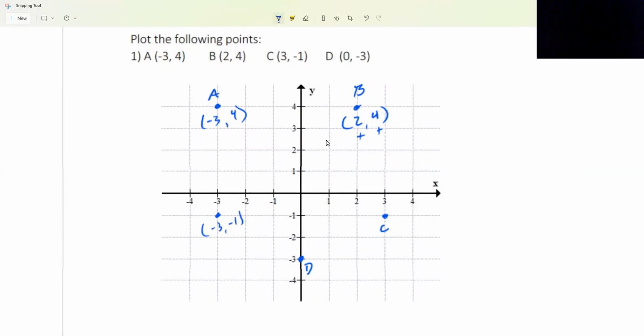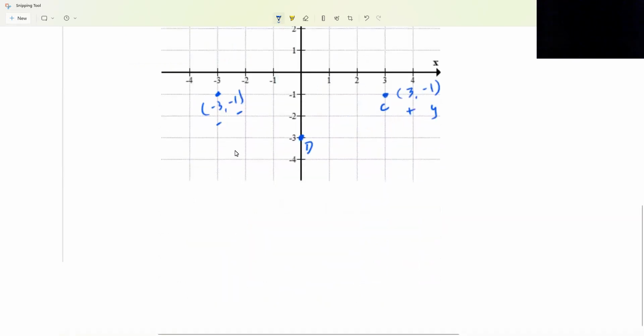Well, the x's to the left of the y-axis are going to be negative, and the y's below the x-axis are going to be negative. So these are both negative. And for C over here, remember you've got 3 and -1, and you can see that the x is positive and the y is negative. So if you look at a point, you can look at the signs on the coordinates, and you'll know which quadrant it goes in. Okay.